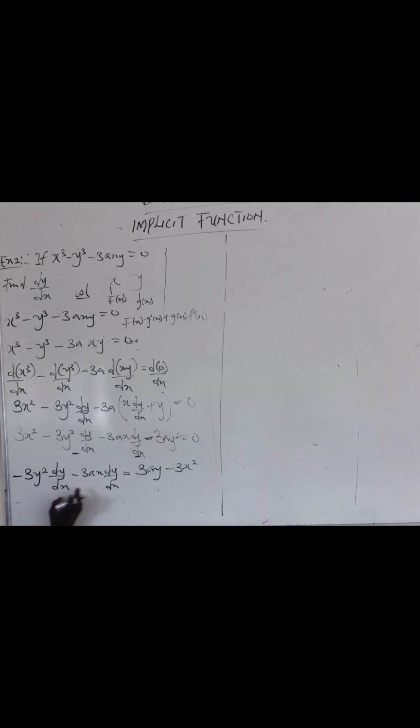So dy over ds is common. So bring it out. So dy over ds, you will put a bracket: minus 3y squared minus 3as. Close the bracket is equal to 3ay minus 3s squared.